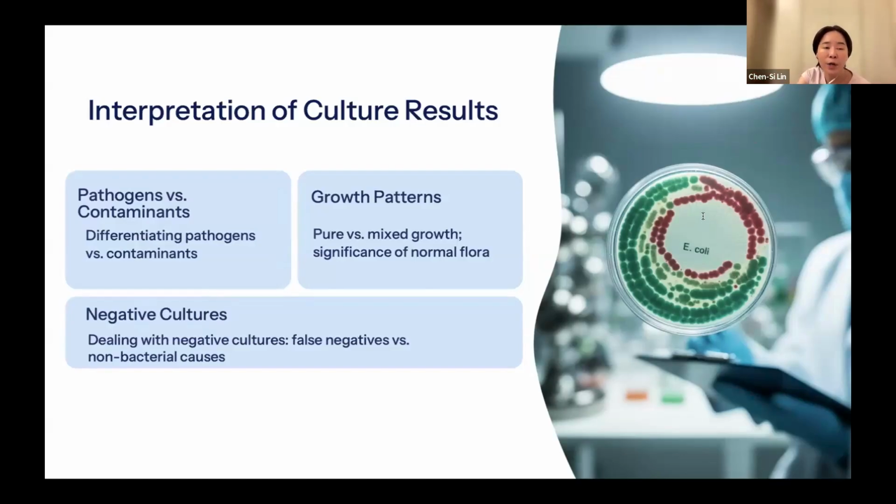We also need to look at the growth patterns when interpreting the culture results. A pure growth of a single organism, especially if it matches the clinical signs, is usually significant. But mixed growth, for example in wounds or respiratory samples, can be harder to interpret. In some cases, it reflects a true polymicrobial infection, but in others, it may simply be contamination from surrounding flora. So knowing what counts as normal flora in each body site is essential to making the right call.